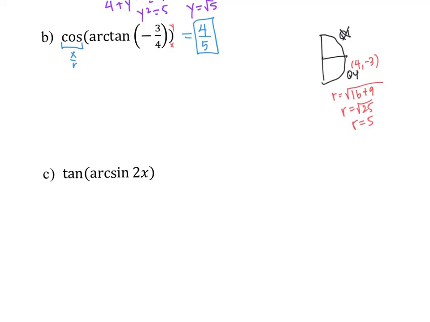Last one's C. It has an x in it, so it's going to be an expression. It's the tangent of the arcsine of 2x. The one nice thing is everything is positive, so I'm thinking quadrant 1. So I don't really have to worry about the signs so much. I can make a triangle, I could do an ordered pair, I could do this various ways. I'm going to draw a triangle, but I'll also show you what ordered pair I might use.